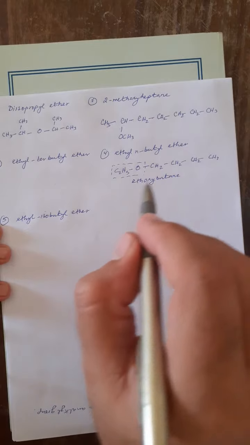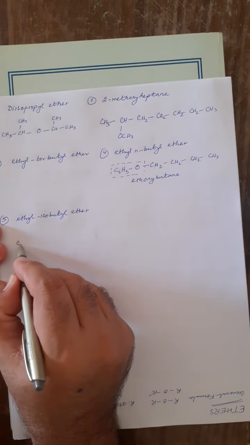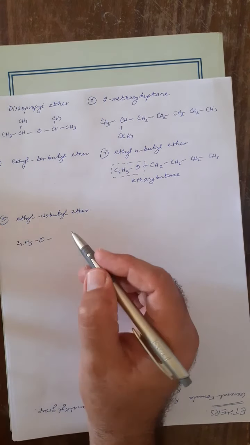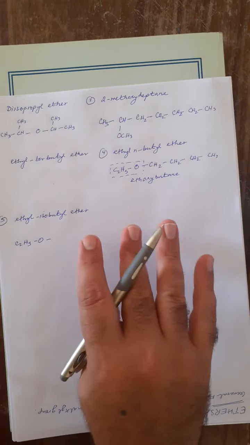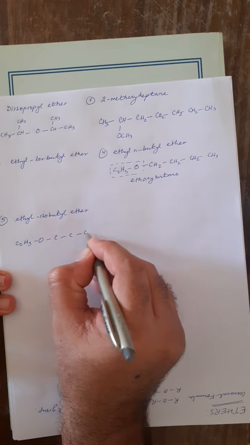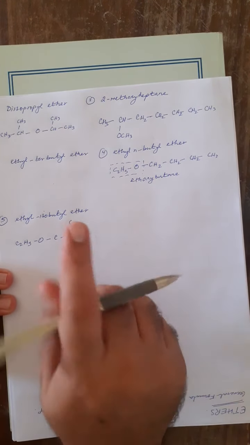Ethoxybutane. Here we go. Now this one, isobutyl. So this is C2H5. Oh, ethoxy. Now isobutyl is 4 carbon, but 3 are in a straight chain and 1 is a branch. So 1, 2, 3, and this is the branch. Now this, you can see the brown one is the 2nd carbon.